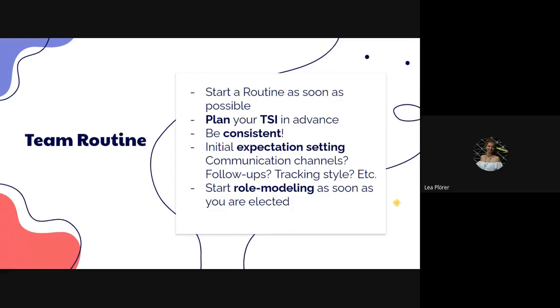And then have initial expectation setting. What communication channels are you going to use for what? Are you going to have a Slack channel? Are you just going to communicate over WhatsApp? How many follow-ups will you have with your people? What is the style in which you will track them? Are you going to track them by following up with them in person and writing them every day? Are you going to track them by looking at the tracker every day and then following up once a week in EBM and a second time a week in a one-on-one? All of this has to be figured out by yourself and your team members. There is no right or wrong I can give you for that.